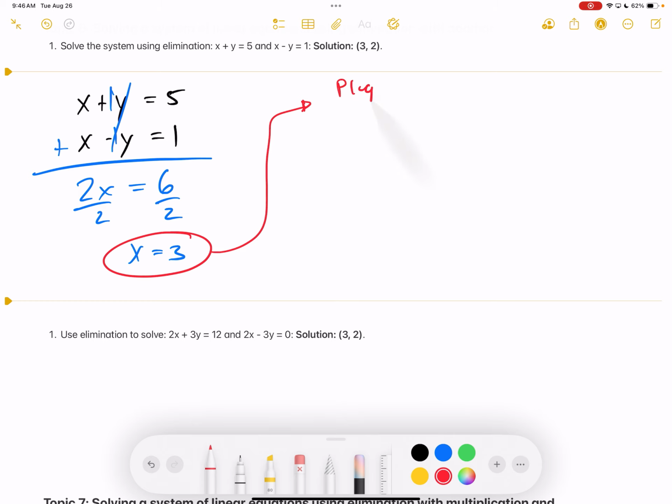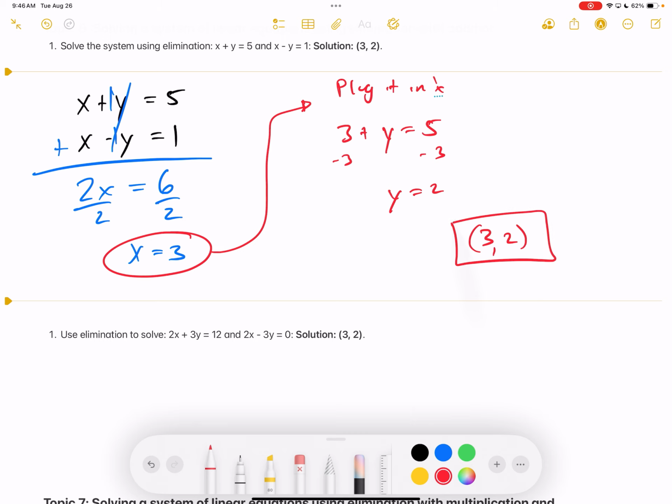So once again, once we get the one answer, we plug it in. I'll plug it into the top one. I don't really know why, because there's not a negative in there. So subtract 3 from both sides, and y equals 2. So by adding these up, the y's cancel out, and then it makes it super easy to solve for the x's.